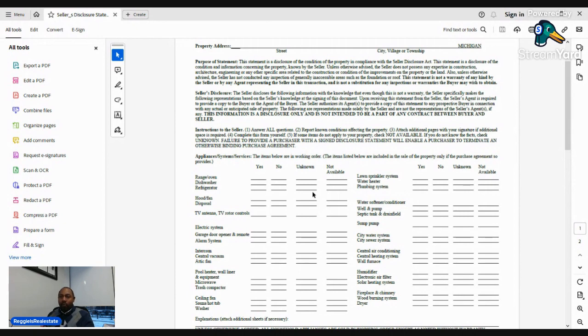Even though you have a working range and oven in your property, that doesn't mean it's included as part of the sale. So there's no need to include that information on the seller's disclosure statement.